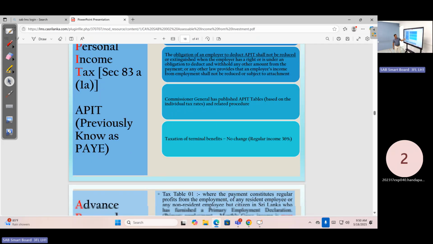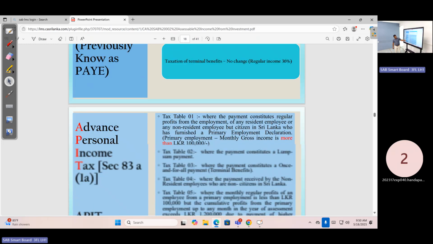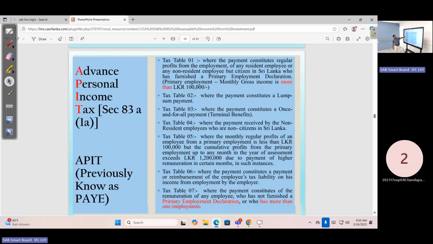Right? So it says there are 7 tables. Table 1 is for the monthly regular profit. Table 2 is for lump sum payments, because it's just like a bonus that we don't get periodically, so we cannot apply the monthly table to it. And table 3 is for the once and for all payment at termination and retirement.